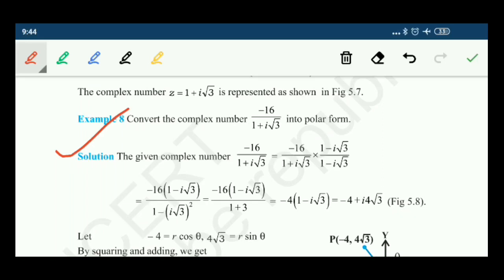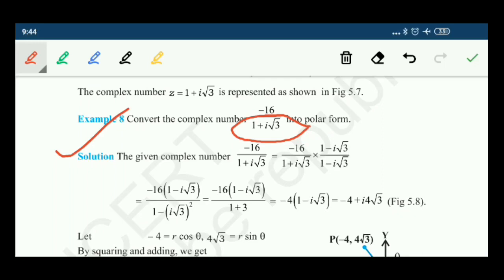You can see once again they have given this complex number, which is equal to minus 16 upon 1 plus iota under root 3. Now your complex number is in the denominator. So what you will do in the very first step, you will remove its iota from the denominator.